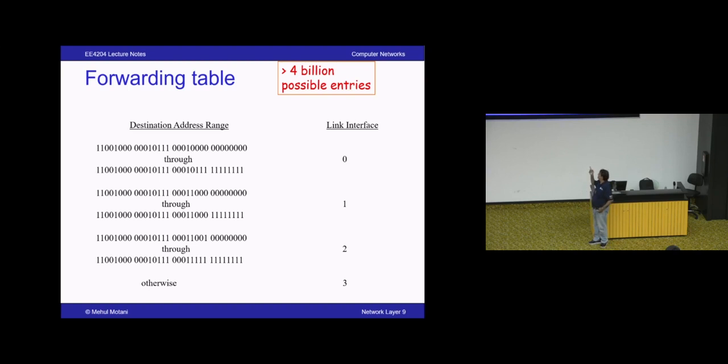Now, because the first 21 bits are the same, in fact, that's all I need to remember, the first 21 bits. So, I drew it like this. I listed it to show you the range, but actually the entry would just be the first 21 bits. We call that the prefix.